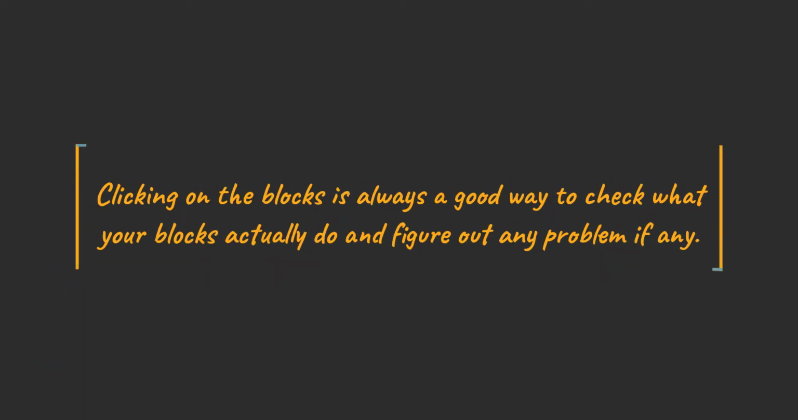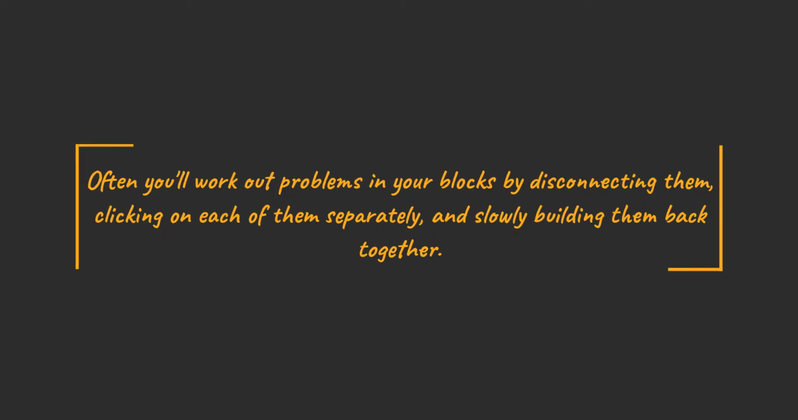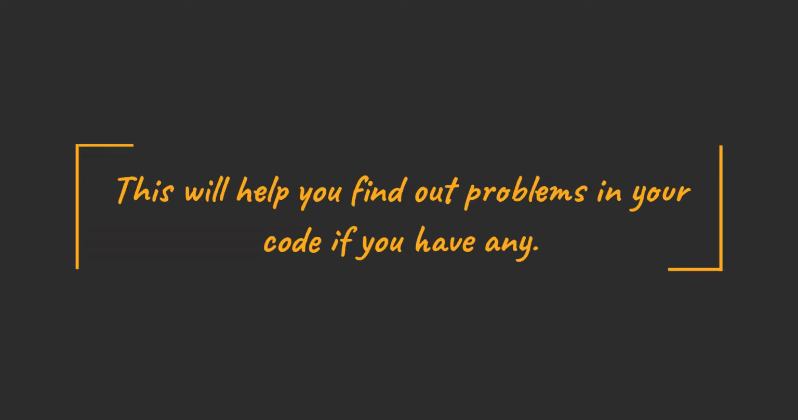Clicking on the blocks is always a good way to check what your blocks actually do and figure out any problem, if any. Often, you'll work out problems in your blocks by disconnecting them, clicking on each of them separately, and slowly building them back together. This will help you find out problems in your code, if you have any.